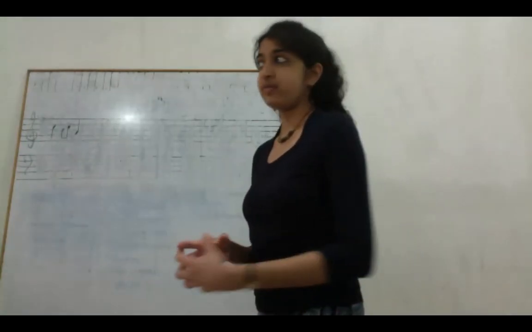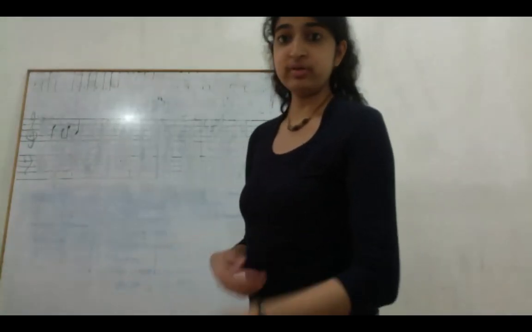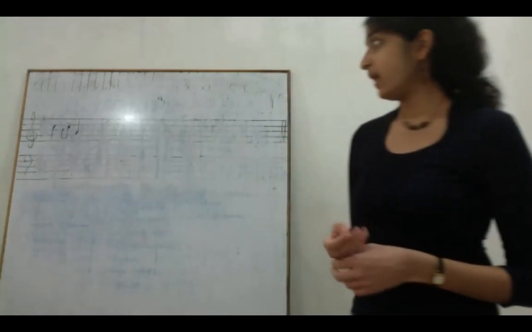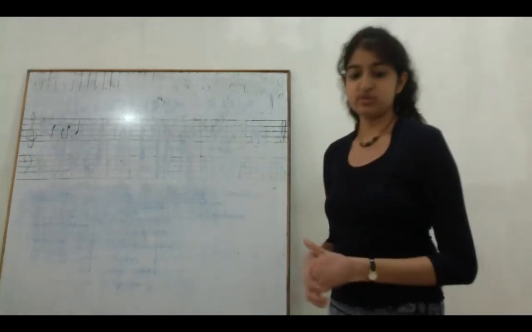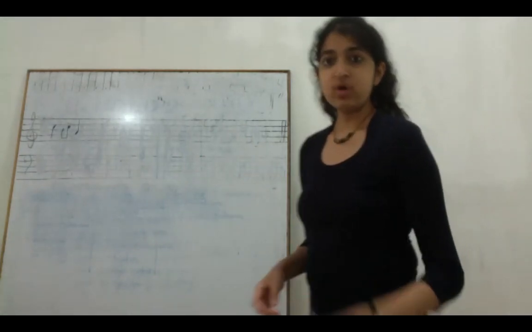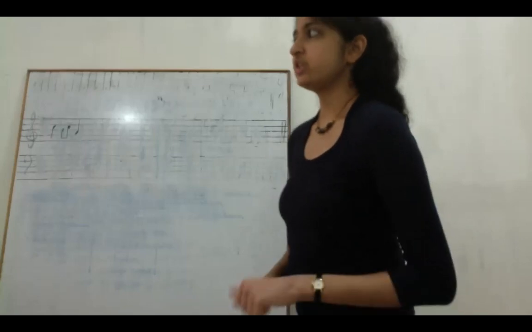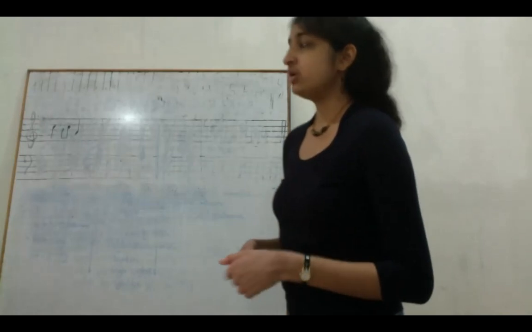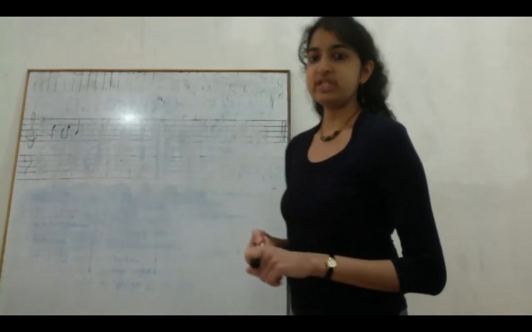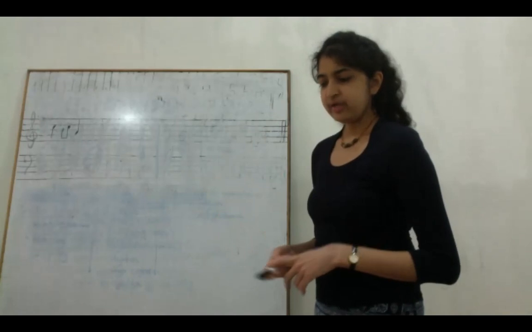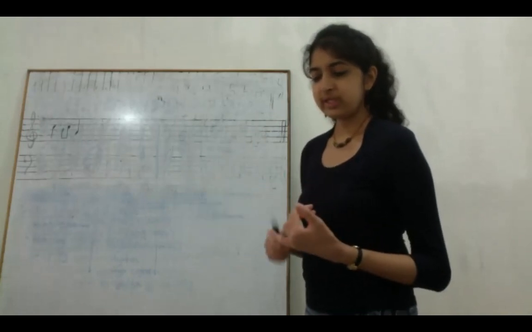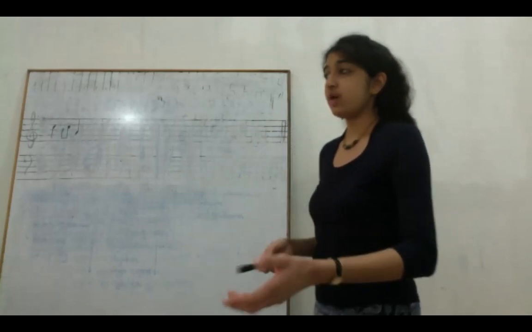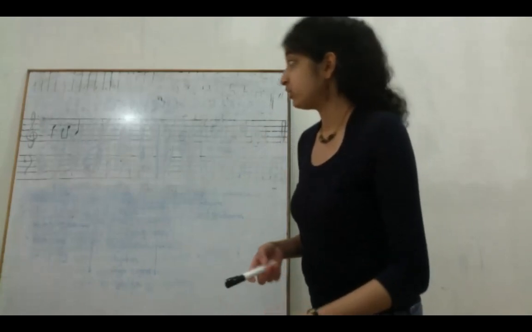So change of mode means to go to the opposite. If you have a motive that's in the major mode, you rewrite it in the minor mode, or in this case, if it's in the minor mode, you're supposed to rewrite it in the major mode. Change of mode does not mean that you change the key to some other minor key. Change of mode is a little bit different than change of key. And usually when we change the mode, we keep the tonic the same. That's generally how it works. So that would mean going from A minor to A major.